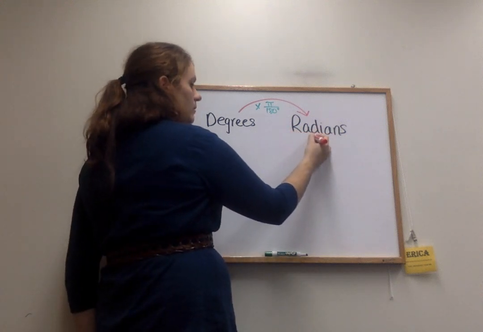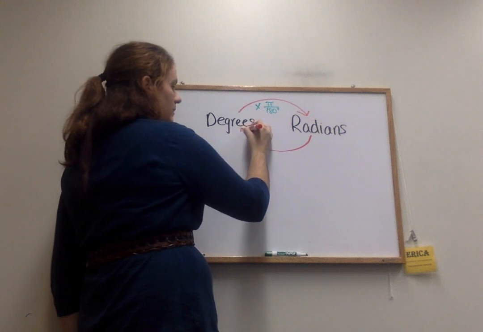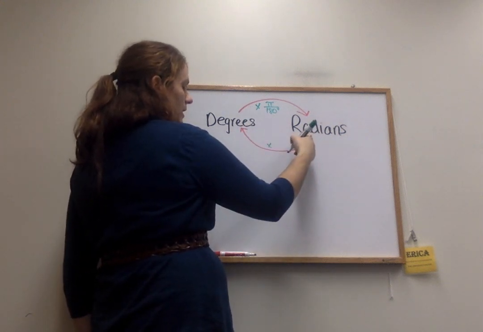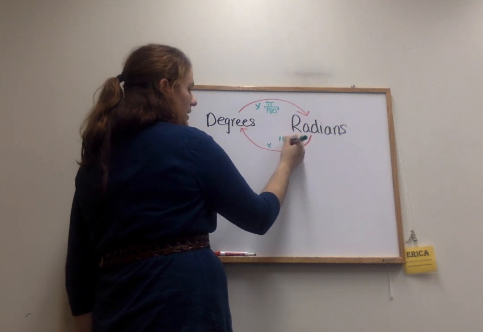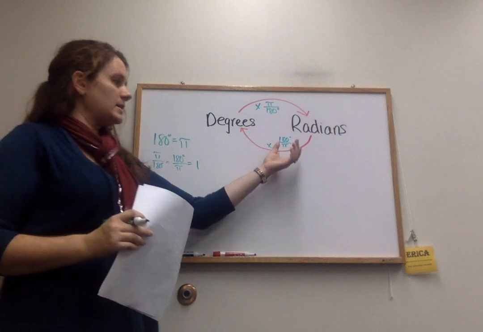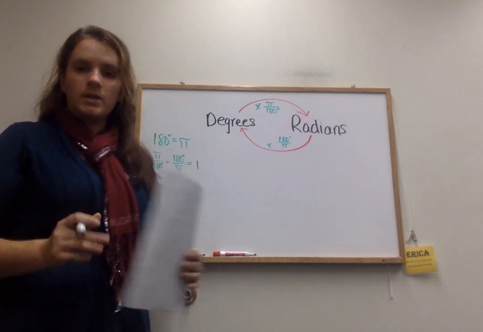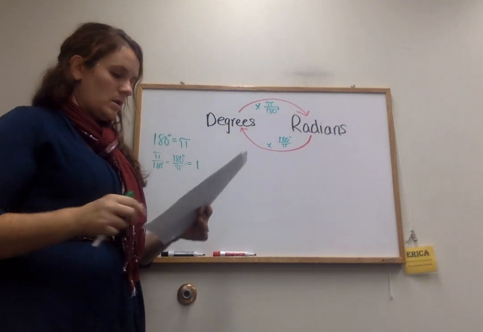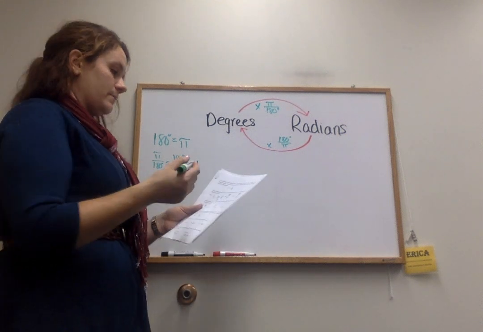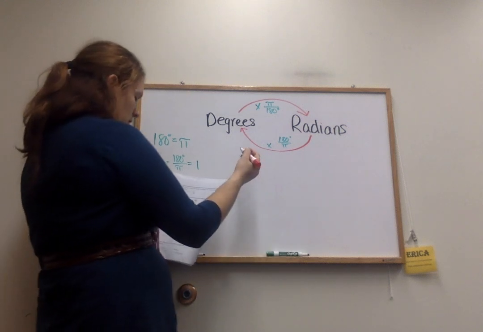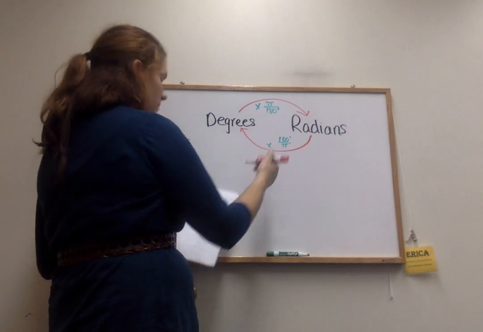When we're going the other way, so if we're starting with radians and we want to turn it into degrees, it's just the opposite. We're going to take our radians and multiply it by 180 over pi. And what that lets us do is cancel out the radians that we already have and turn it into degrees. All right, so we're going to look at a few examples of how to do this exactly. We're going to start by going from degrees to radians.